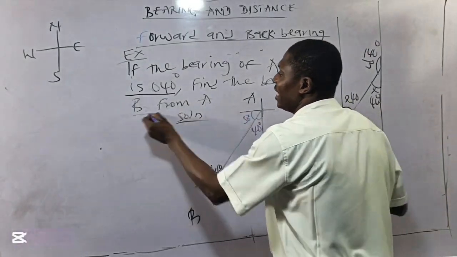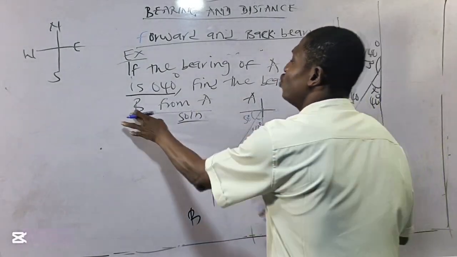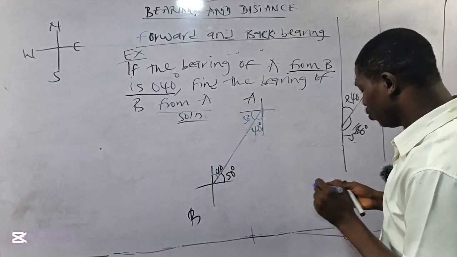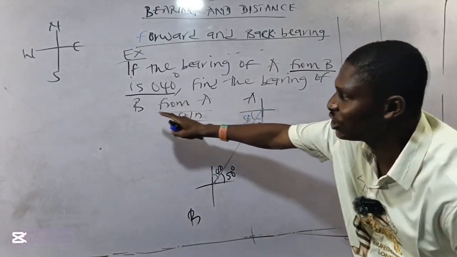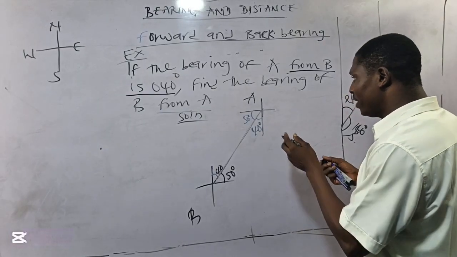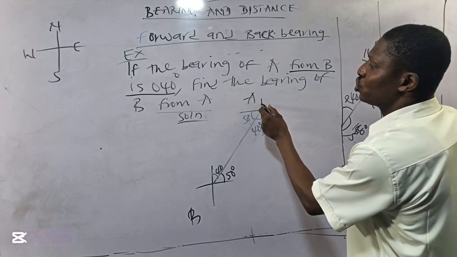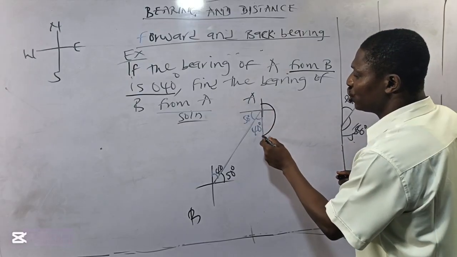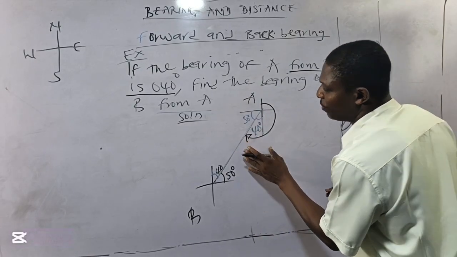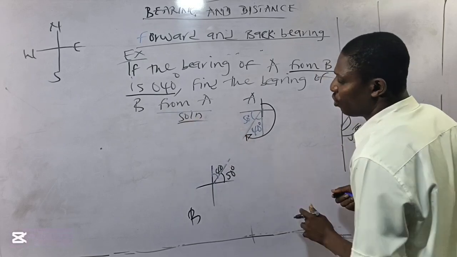B from A. From A means they are asking you bearing A, with respect to B. Take note. Now, I will move this from the north of A till it touches the line that connects AB. This is the line that connects AB. If I clean this line, there's no more connection.